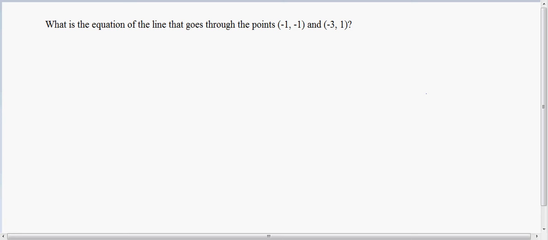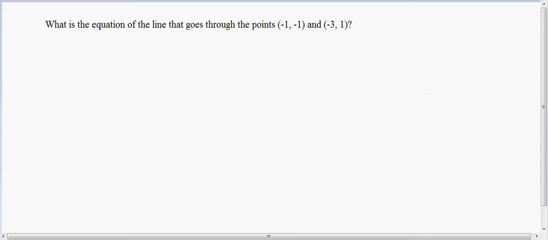Alright, so what we're trying to do here is write the equation of a line that goes through 2 points. When you're writing a linear equation, the minimum number of points that you need to write the equation is 2. So we're going to use these 2 that we're given right here.